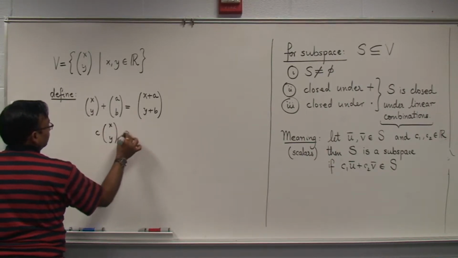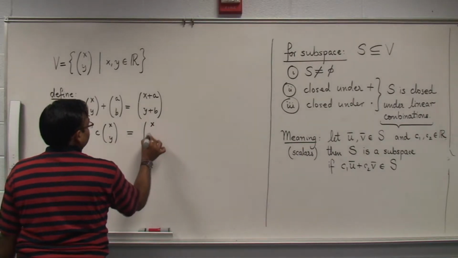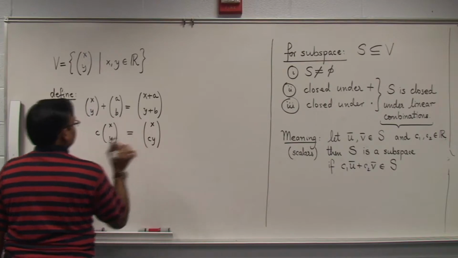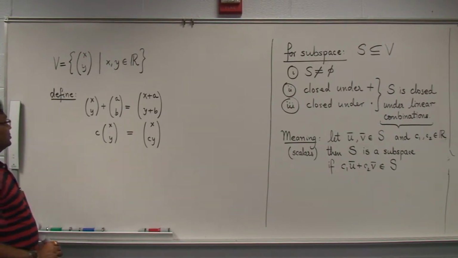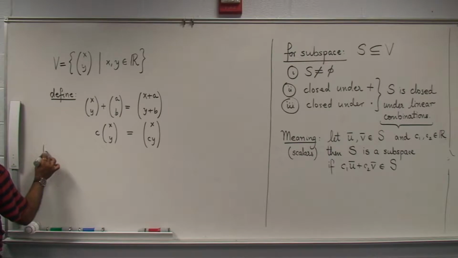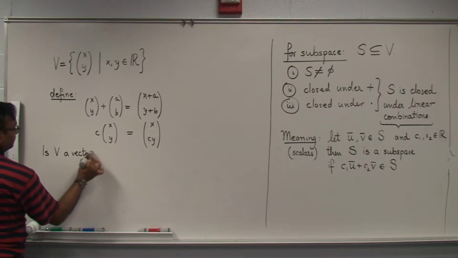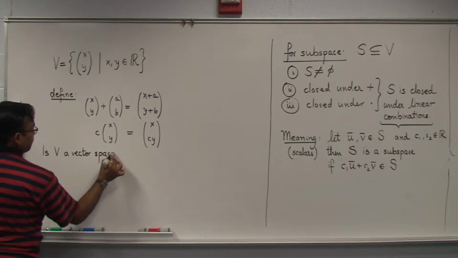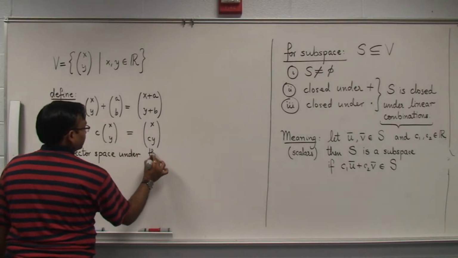Here is my definition of multiplication by a scalar. Notice that I want to define it like this. I'm only multiplying the second component, not the first one. Suppose this is my new definition of addition and multiplication by a scalar. The question we are asking is, is V a vector space under these operations?